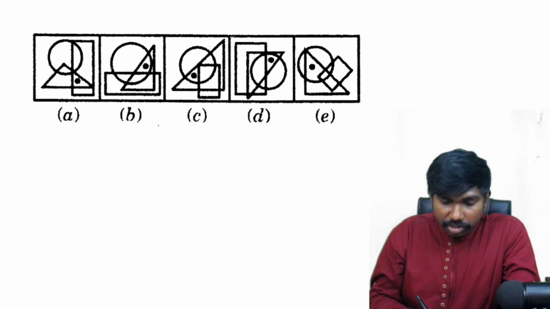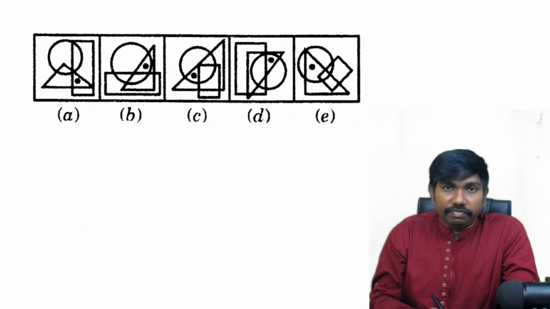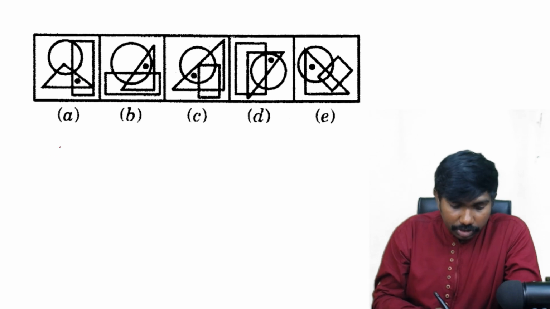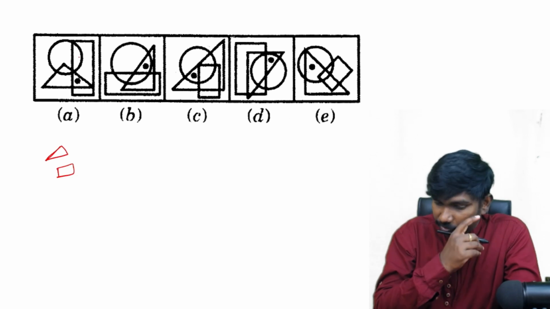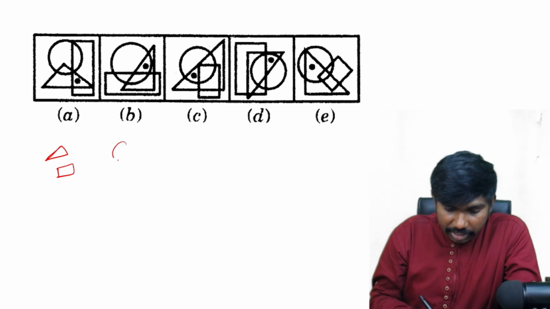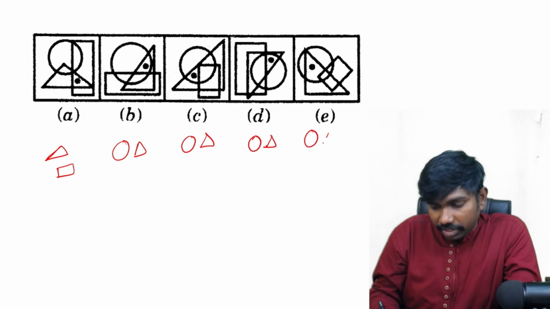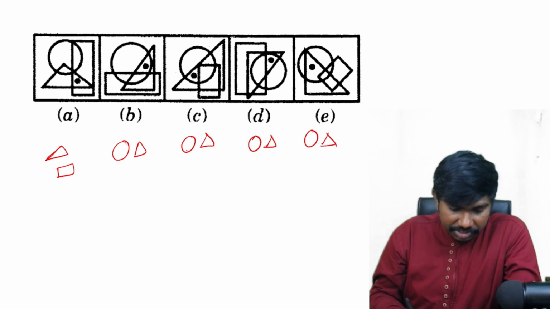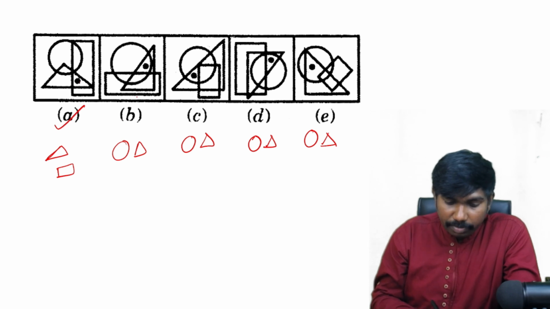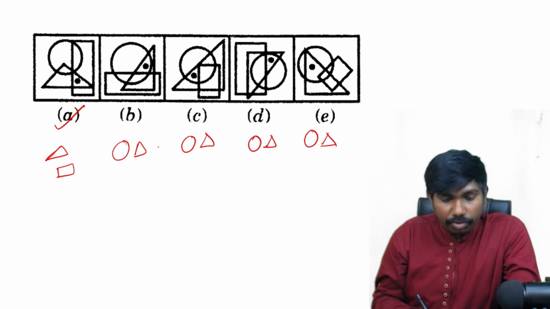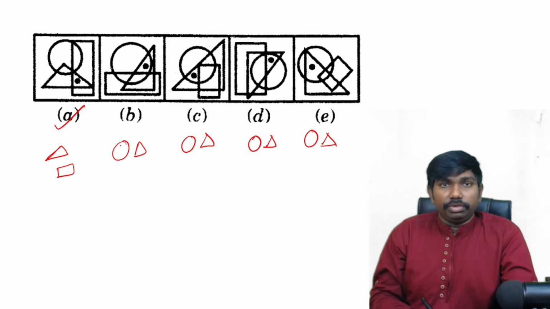Next question, dot situation. Let us check the situation of the dot. Here the dot belongs to a triangle and a rectangle, not belonging to the circle. In this figure, circle and triangle. In this figure, circle and triangle. In this figure, circle and triangle. And in this figure also circle and triangle. So the answer is option A. All except option A have the dot belonging to circle and triangle only, not the rectangle.